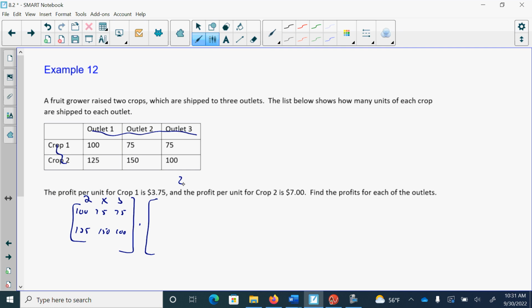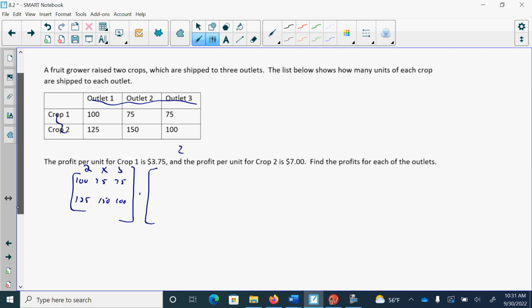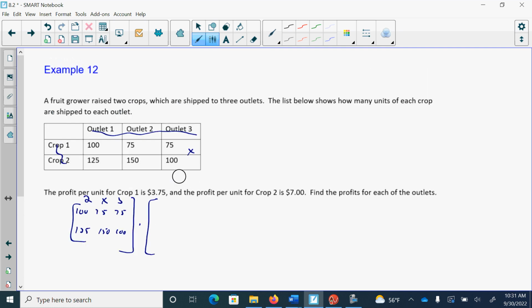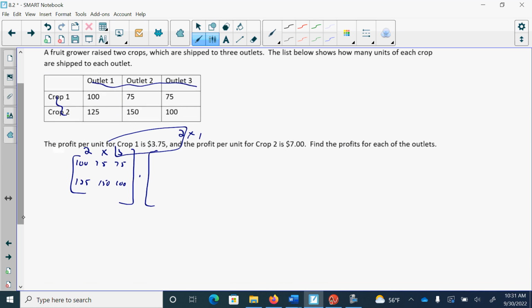No. Why not? Because I only have 2 prices, so I can do a 2 by 1 for my prices, right? Right now, the way I wrote it, I can't multiply this. So what am I going to have to do with this matrix? I'm going to flip it, but how am I going to flip it? What does that mean?